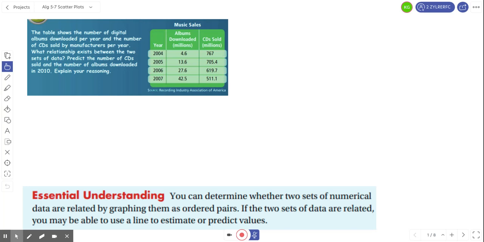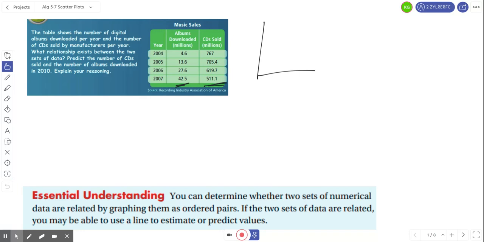Okay, so you might have solved this in a number of ways. You might have looked at the change between each value in this table and found an average change. You might have just said, hey, they're going down, so it's going to be smaller. I don't know. But one way that you can do this is by putting these values onto a graph. And because these CDs sold and albums downloaded are so drastically different, I'm going to put them onto two graphs.